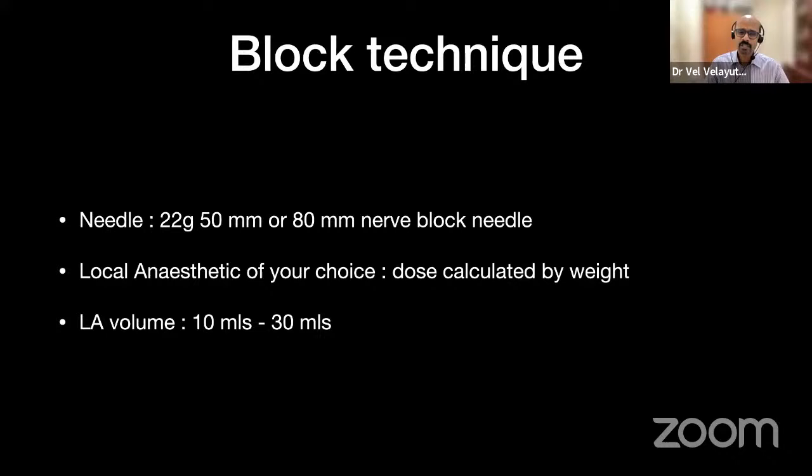You obviously calculate the dose based on weight, and then you stay within that. In terms of volume, it's sort of a range from 10 to 30 mils. If you're doing a femoral nerve block, 10 mils is more than enough. If you're doing a fascial plane block, like a fascia iliaca or a lumbar plexus, then obviously you need to use higher volumes, about 30 mils.